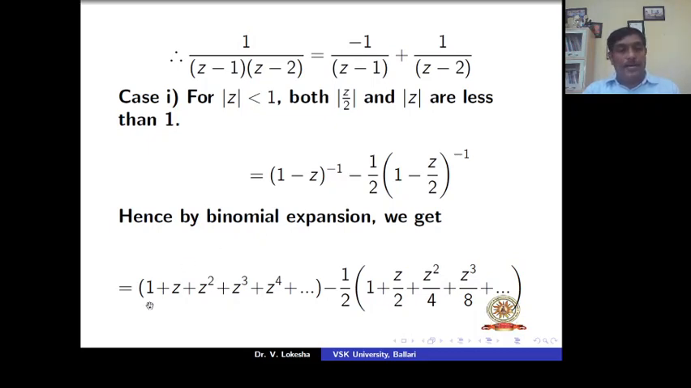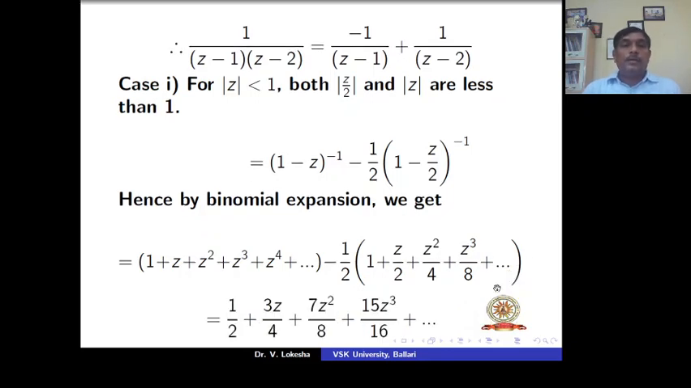This becomes 1 plus z square plus z cube plus z to the power of 4 plus etc. Minus 1 by z, 1 plus z by 2 plus z square by 4 plus z cube by 8 plus etc. Hence, if you simplify this, you get this one.